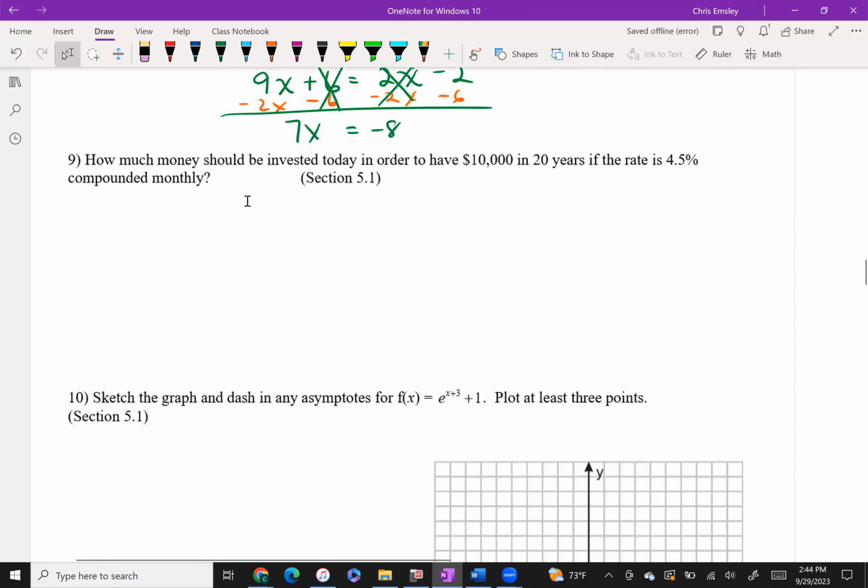Next up, how much money should be invested today in order to have $10,000 in 20 years if the rate is 4.5% interest compounded monthly? We have two different formulas that deal with compound interest. One is compounded periodically and one is compounded continuously. This is compounded monthly. So the formula we want to use here looks like this.